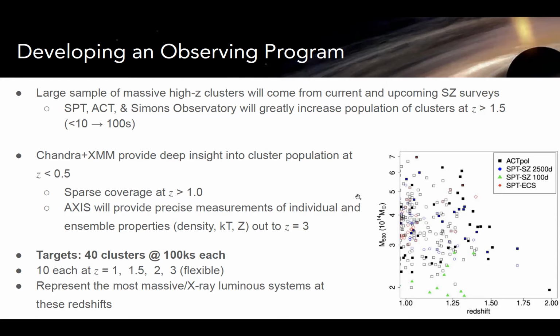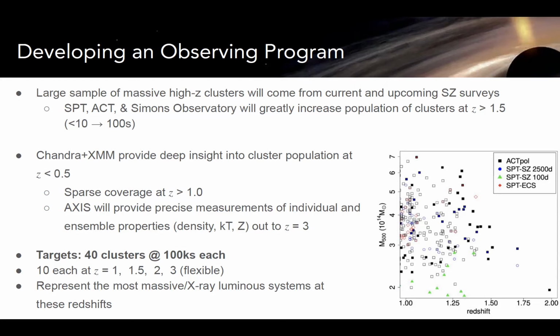And essentially, if you extend this plot backwards, what you would see is that Chandra and XMM together provide great insight into the cluster population at redshifts of 0.5, but quite sparse coverage at a redshift of 1, essentially being limited to the brightest, most massive systems because of how expensive it is to get measurements with current telescopes. But AXIS will provide precise measurements of individual and ensemble properties, density, temperature, metallicity, out to a redshift of 3, routinely being able to make the measurements that we need to probe feedback history in the universe.